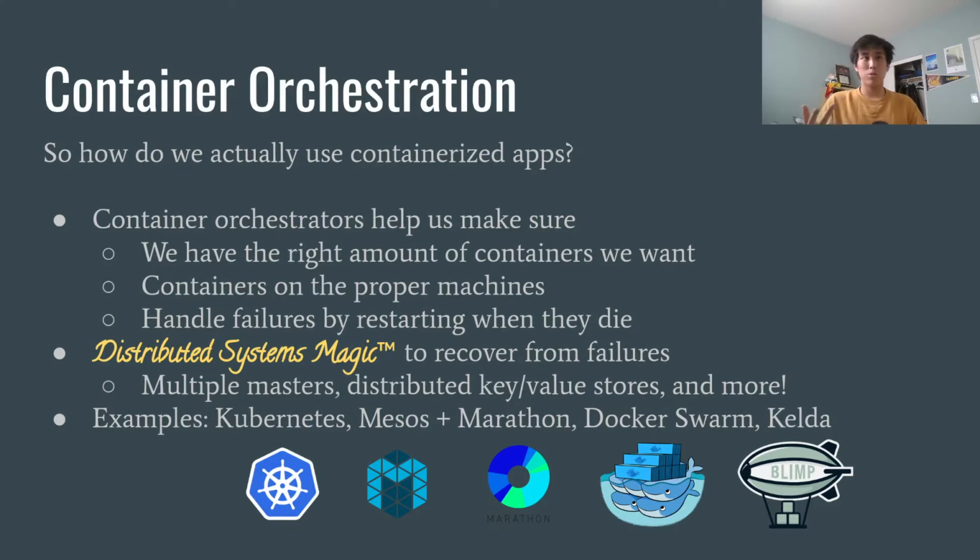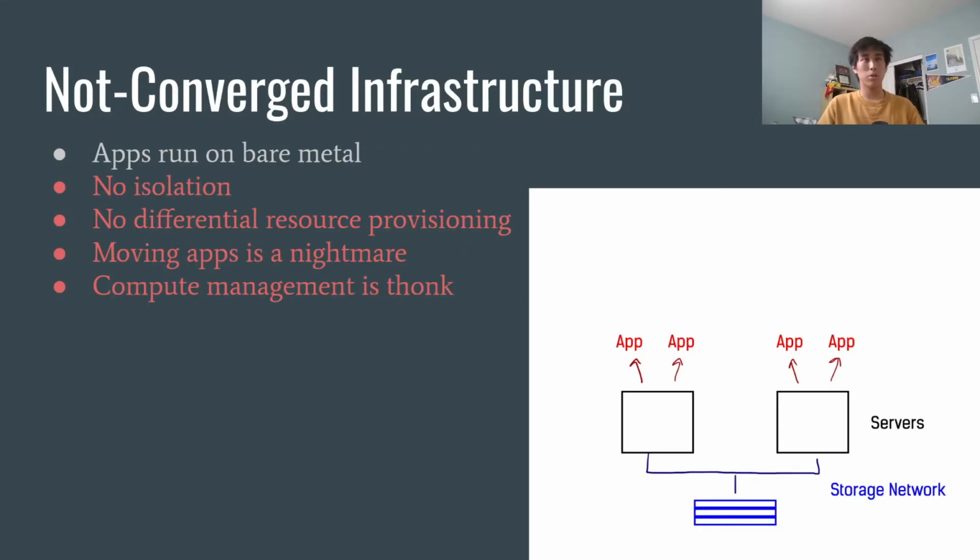I'm not going to get too much into it, but through distributed systems magic, we recover from failures by having multiple masters, distributed key value stores like etcd and stuff like that. But yeah, these are some of the more popular ones that you've probably heard of: Kubernetes, Mesos, Marathon, Docker Swarm, Kelda. If I do remember correctly, I think OCF runs on Kubernetes, and we recently were using Mesos and Marathon before we moved to Kubernetes. But yeah, that's that.